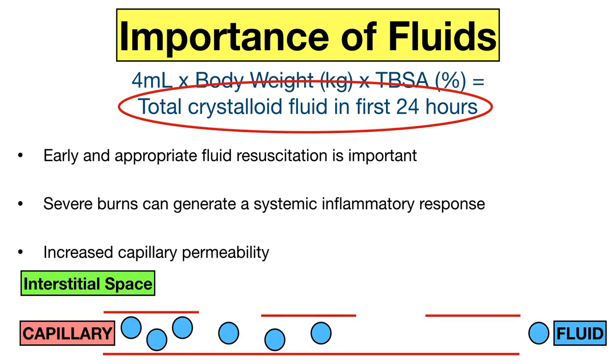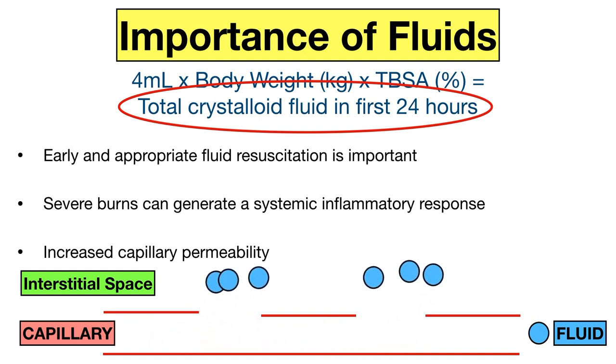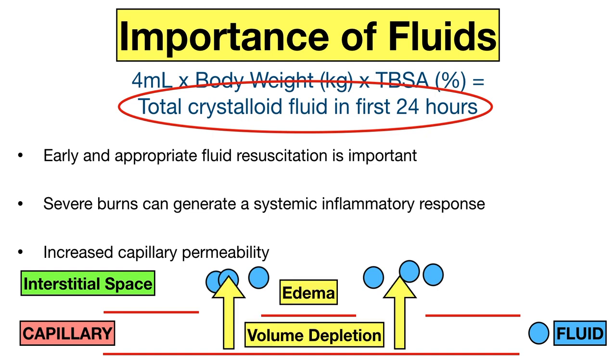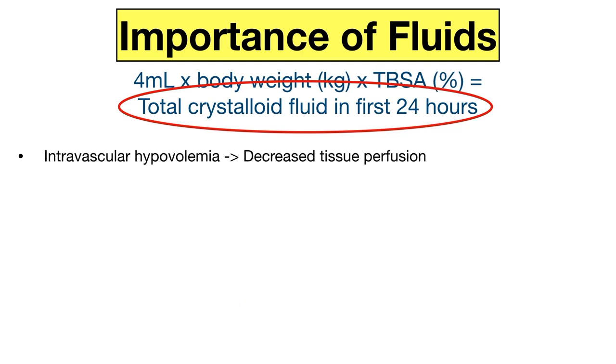During the inflammatory response, the capillaries can become more permeable, which means intravascular fluid can leak into the interstitial space. In other words, fluid within blood vessels can leak out into spaces outside the vasculature where it doesn't belong. The capillary leak can result in large fluid shifts from the intravascular to the interstitial space, which can cause intravascular volume depletion and edema. The intravascular hypovolemia or volume depletion from fluid shifts can lead to decreased tissue perfusion.